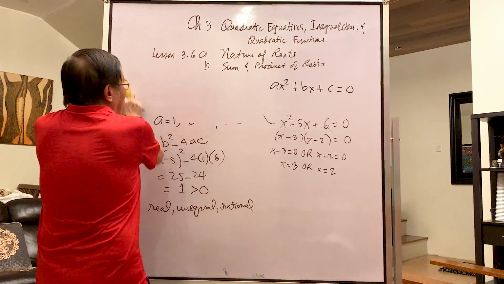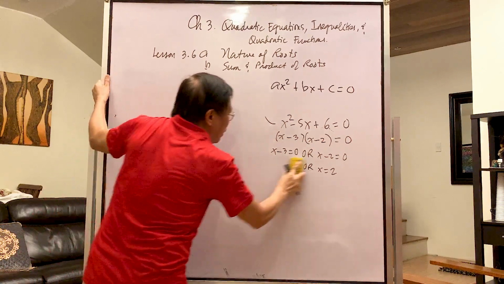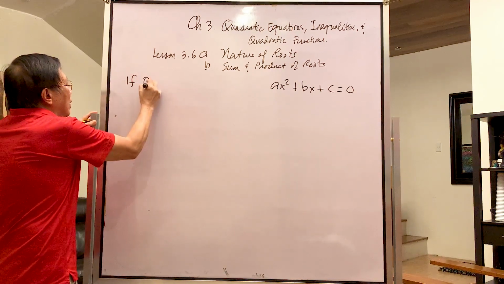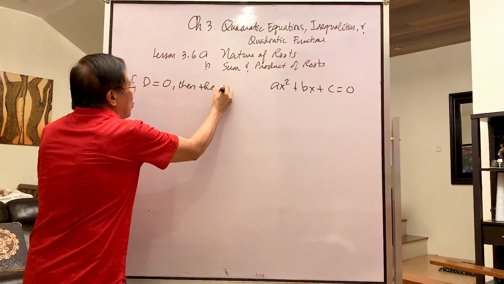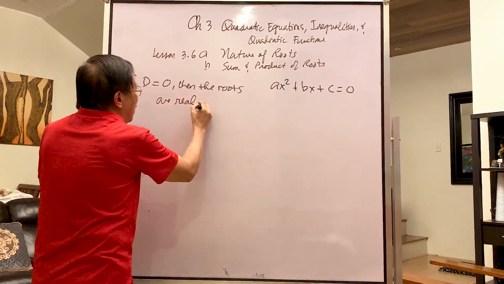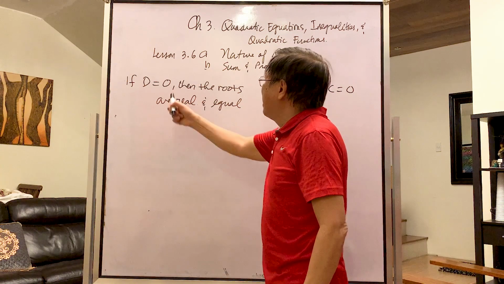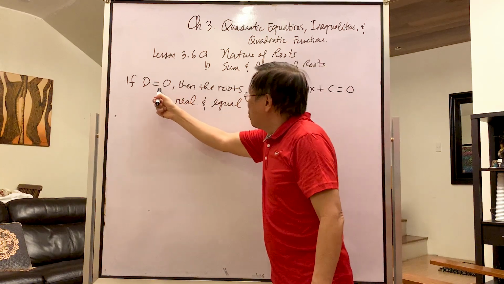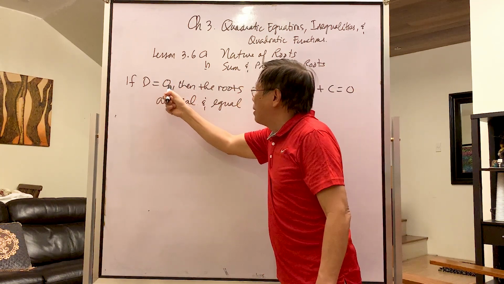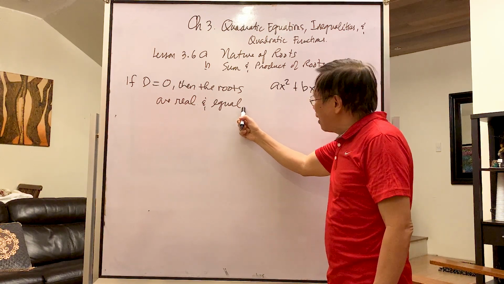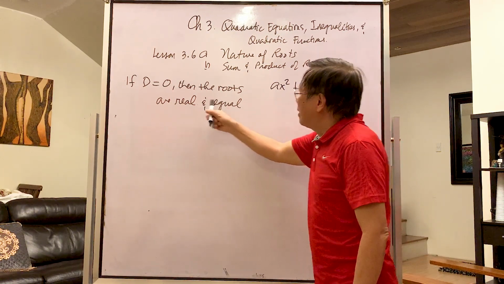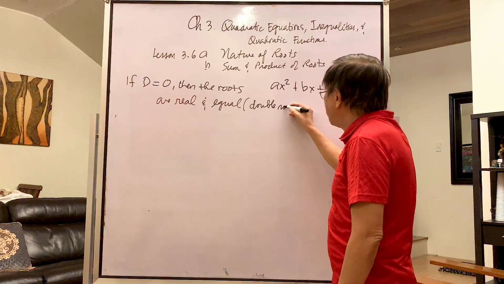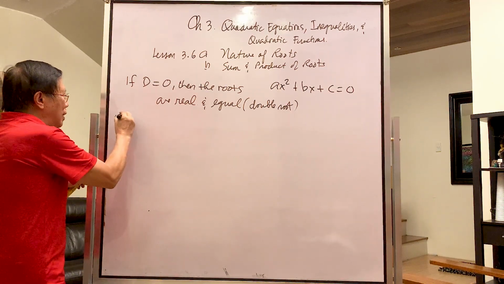Let's take a look at an example where we are going to have discriminant D equals 0. Number 2 here is, if D equals 0, then the roots are real and equal. Since 0 is a perfect square, then the roots of an equation with discriminant equal to 0 should also be rational. But instead of mentioning rational, I would just say real and equal. And here we obtain a double root.